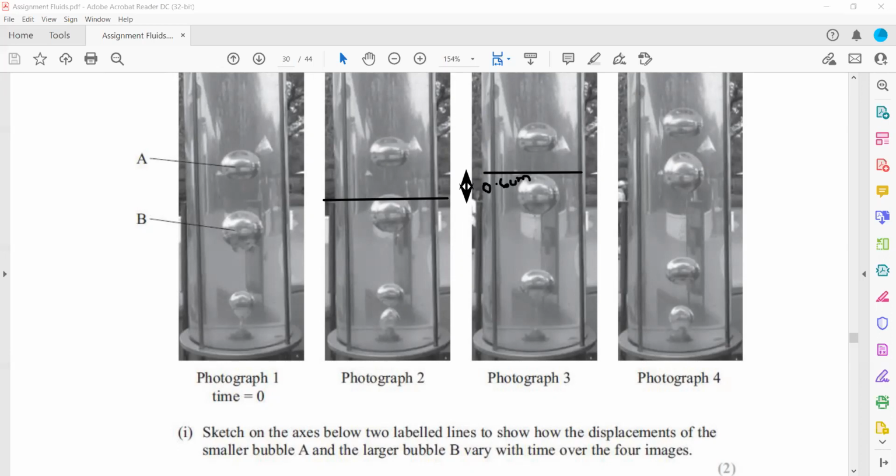But in actual, the scale is 1 to 12. What is the meaning of 1 to 12? The original figure is 12 times this one. So you multiply this by 12. So it will be 0.6 times 12. That will give us the distance traveled. And what about the time interval?